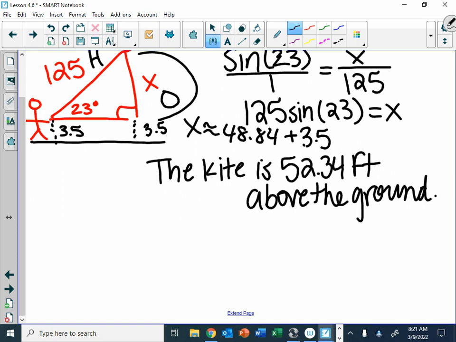Like I said, I won't give you anything like this on your test unless it's like a bonus. So hint, hint, maybe. I don't know. I haven't decided. But add the 3.5 to it at the end.